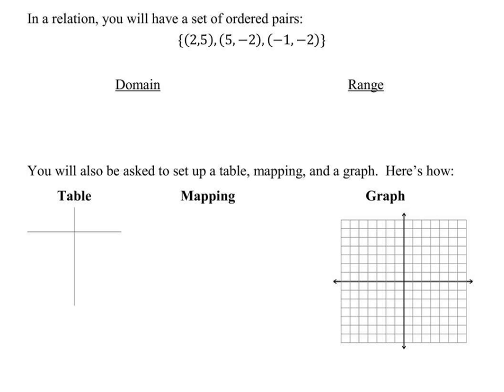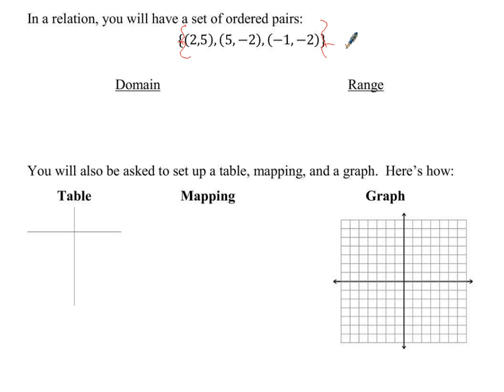Now we're going to talk about a relation. In a relation, you basically are given a set of ordered pairs. The notation for a set is the squiggly brackets that you see here. The stuff inside those squiggly brackets is our relation, the set of ordered pairs.